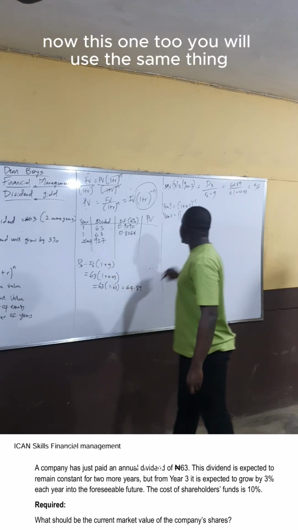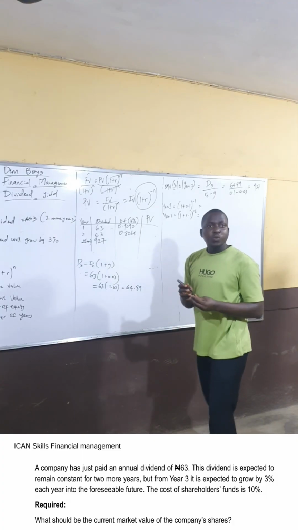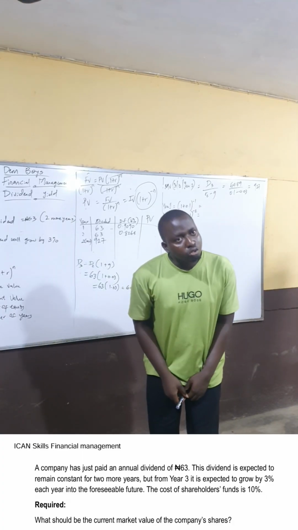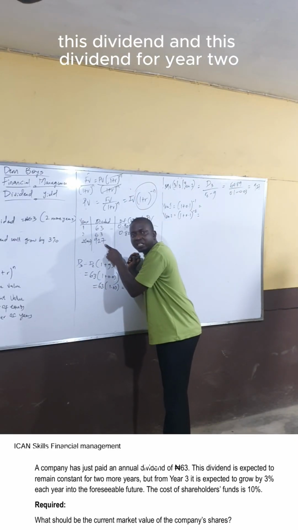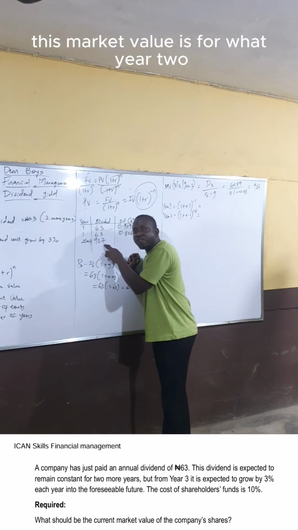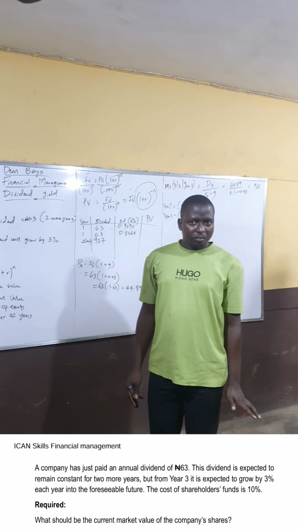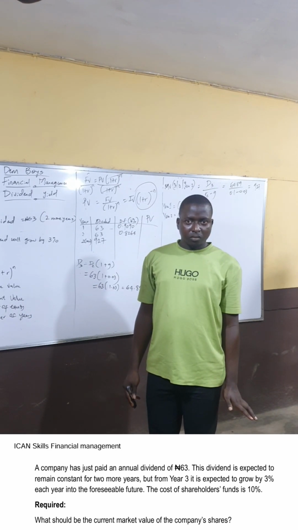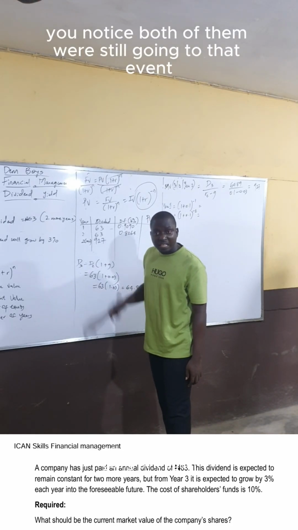0.8264. Now, this one too, you will use the same thing. Why? Because we are discounting from year 2. This dividend is for year 2, and this dividend is for year 2. This market value is for what? Year 2. Yes. You know this, both of them. We're still going at the end.